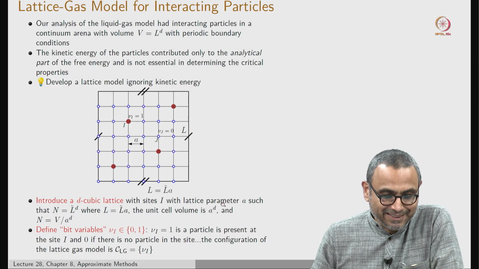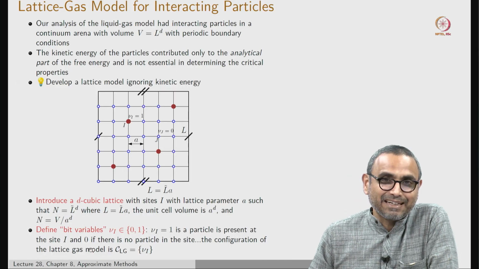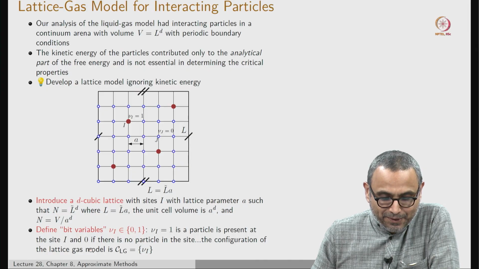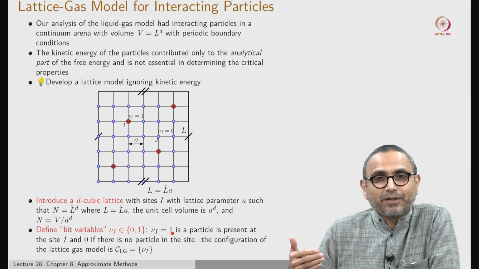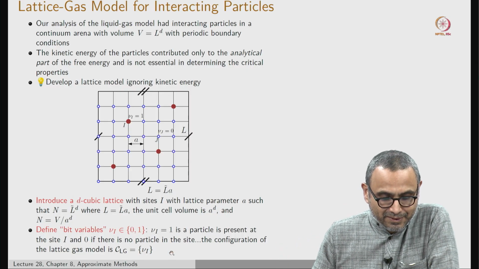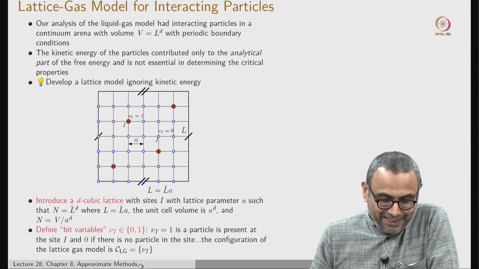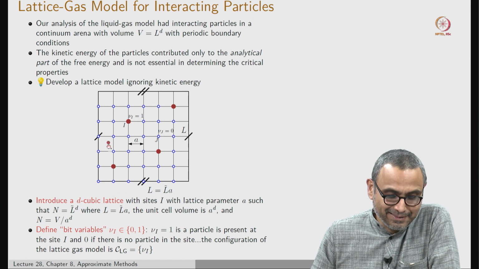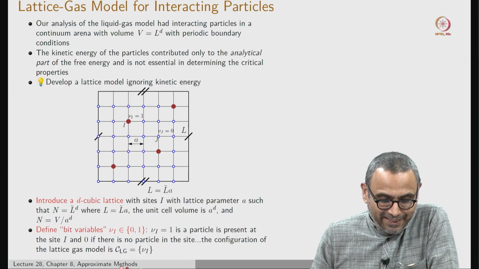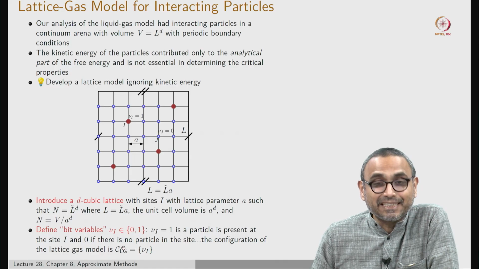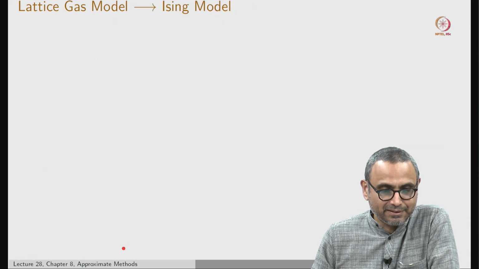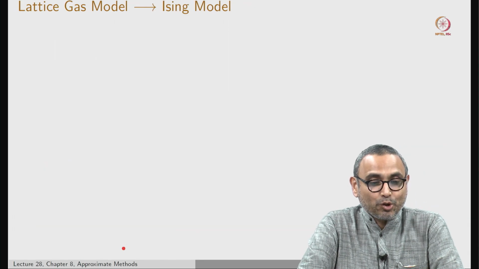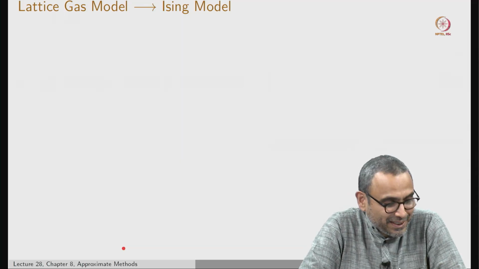We have introduced the cubic lattice and these variables, which I will call bit variables because they are 0 and 1, where nu i equal to 1 means there is a particle, and if there is no particle at that site i, the nu corresponding to that site will be 0. So I can get a configuration of this lattice gas. This is called a lattice gas, and a configuration is just the set of nu i's associated with placing particles on different sites of the lattice.